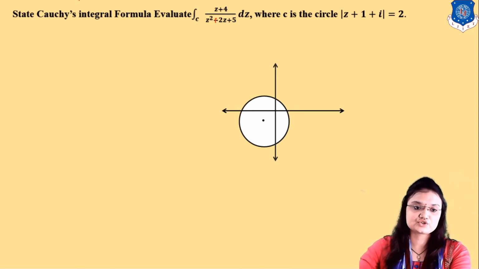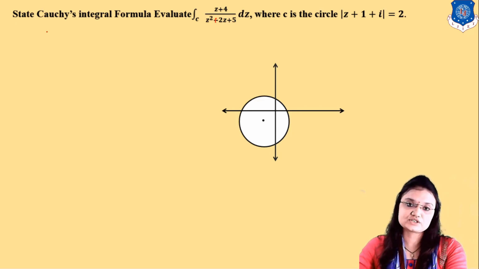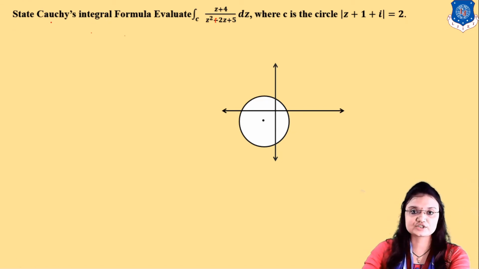So here we have a question like this: state Cauchy's integral formula and evaluate the integration of C (z + 4) upon (z² + 2z + 5) dz, where C is the circle |z + 1 + i| = c. Okay, so first we have to state Cauchy's integral formula. So what is Cauchy's integral formula?